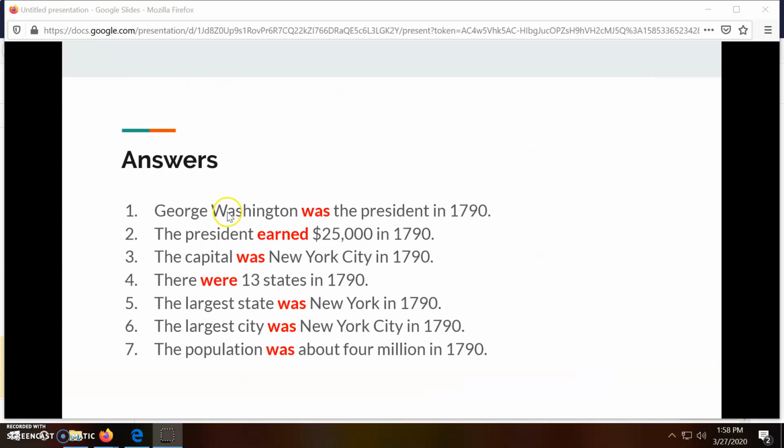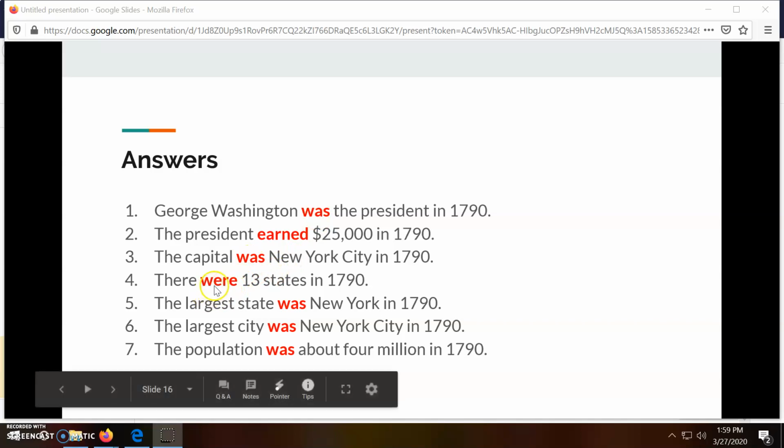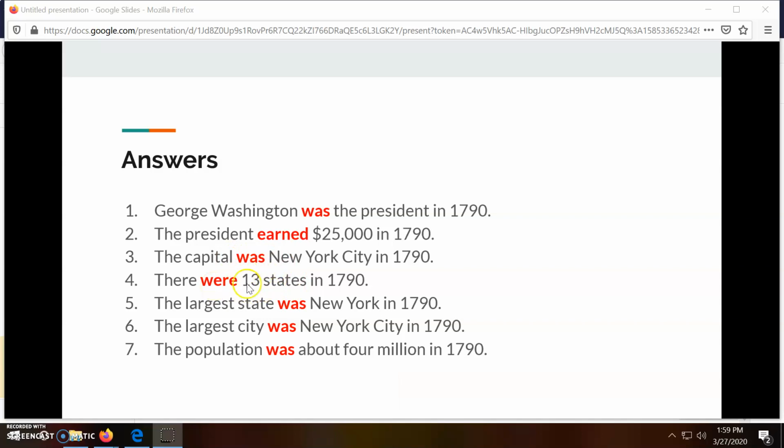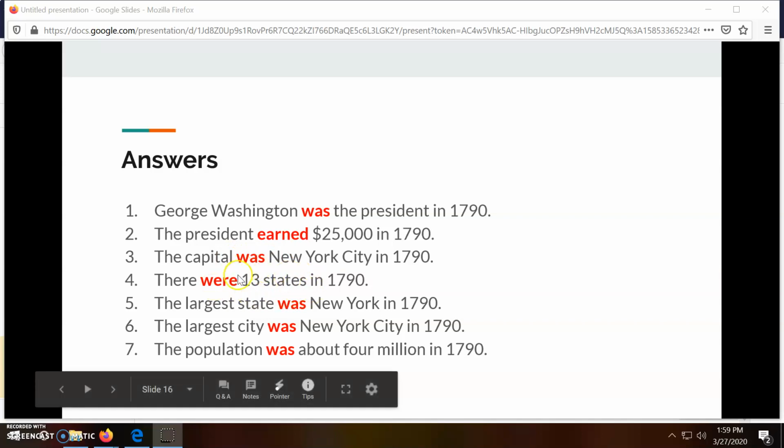All right. So most of the verbs we have here are in the past form of the verb to be. So we have was in number 1, was in number 3, were in number 4. It's were because we're talking about 13 states. It's a plural noun. States is plural. That's why we say were. There were 13 states. Okay, and then numbers 5, 6, and 7 also have the verb was.